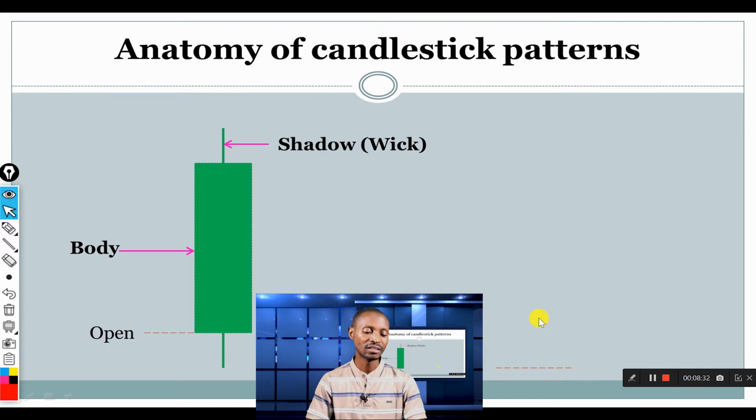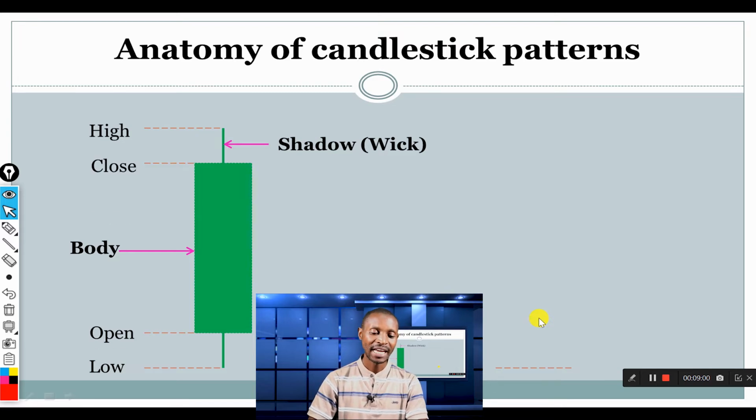Characteristic number one is the open, and for a bullish candle, the candle opens low, and then the low, which is the lowest price the price has reached in any particular time. Let's say if it is a day, it is the lowest price which the price has reached during the day. The third characteristic is the highest price the market has reached in the trading session. And the last characteristic of a candlestick pattern is the closing price of any asset in a particular time, in this case, for the day.